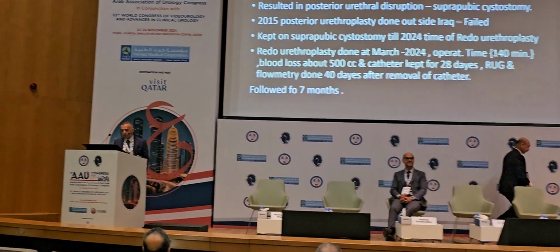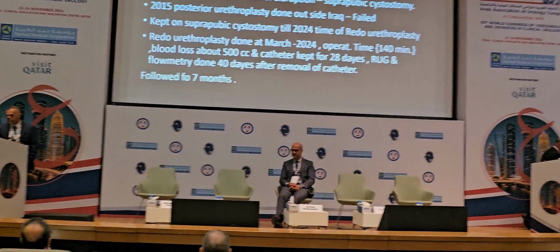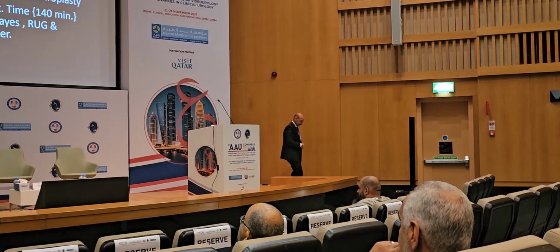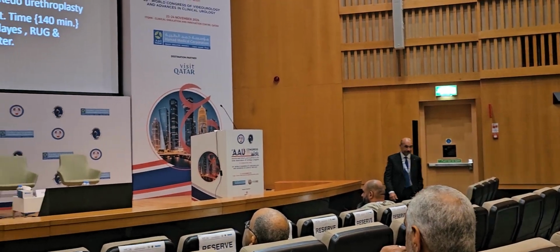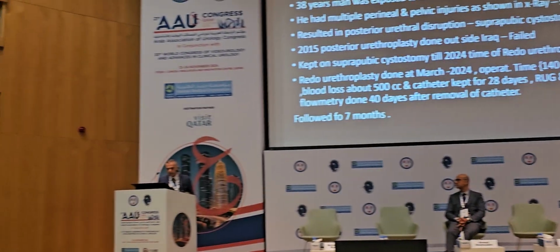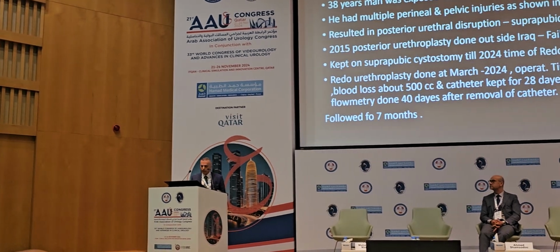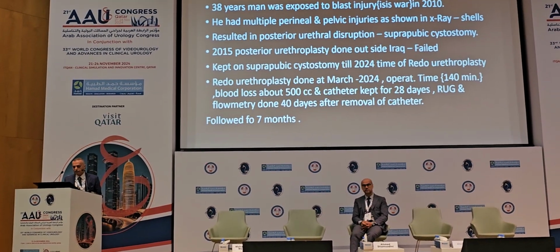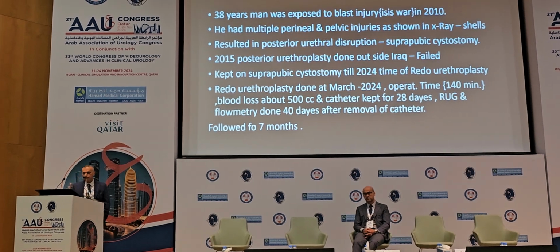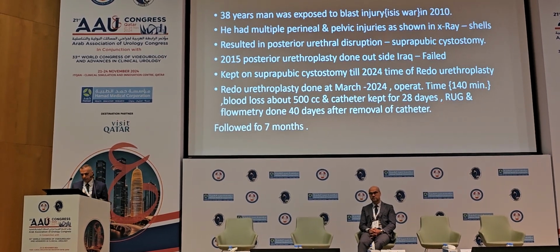The urethroplasty was done. The operation time was about 2 hours and 20 minutes. Blood loss was about 500 cc. The catheter was kept for 28 days. RUG and uroflowmetry were done 40 days after removal of the catheter, and the patient was followed for 7 months.